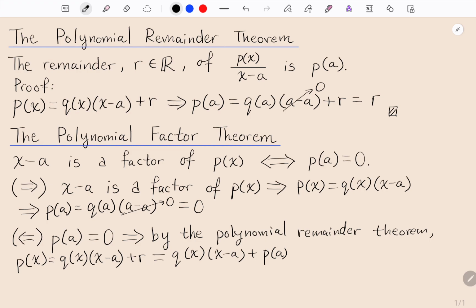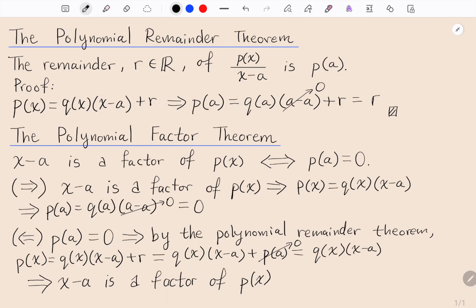So we replace r with p of a. But our premise states that p of a is equal to 0. So we're just left with q of x times x minus a. Oh, look, the remainder is 0, right? So this implies that x minus a is a factor of p of x. Okay, so that completes the proof for both of these theorems.